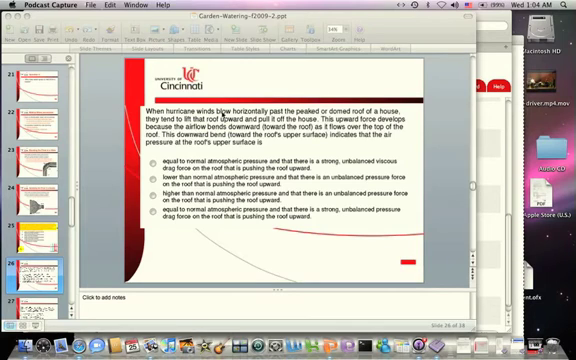This upward force develops because the airflow bends downwards towards the roof as it flows over the top of the roof. This downward bend towards the roof's upper surface indicates that the air pressure at the roof's upper surface is: 1. Equal to normal atmospheric pressure, and that there is a strong unbalanced viscous drag force on the roof that's pushing the roof upward. 2. Lower than the normal atmospheric pressure, and that there is an unbalanced pressure force on the roof that is pushing the roof upwards. 3. Higher than normal atmospheric pressure, and there is an unbalanced pressure force on the roof that's pushing the roof upwards. Or 4. Equal to normal atmospheric pressure, and there is a strong unbalanced pressure drag force on the roof that's pushing the roof upwards.